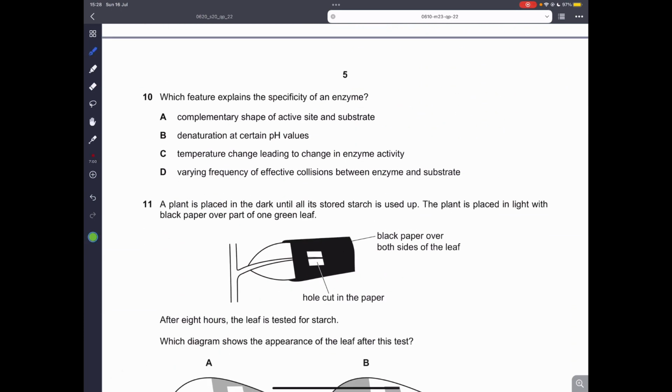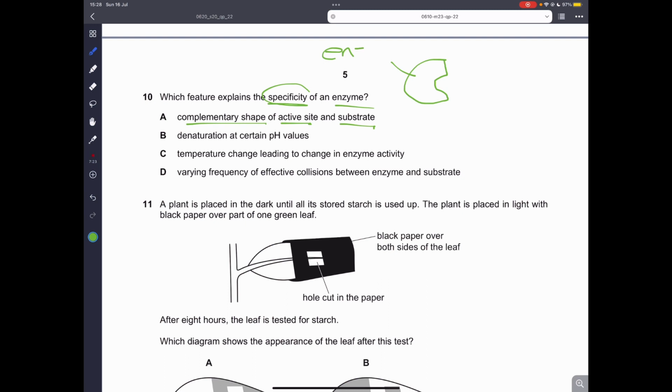Question number 10. Which features explain the specificity of an enzyme? This is basically the shape of the active site and the substrate. Now, what am I saying here? Well, let's say the enzyme looks something like this.